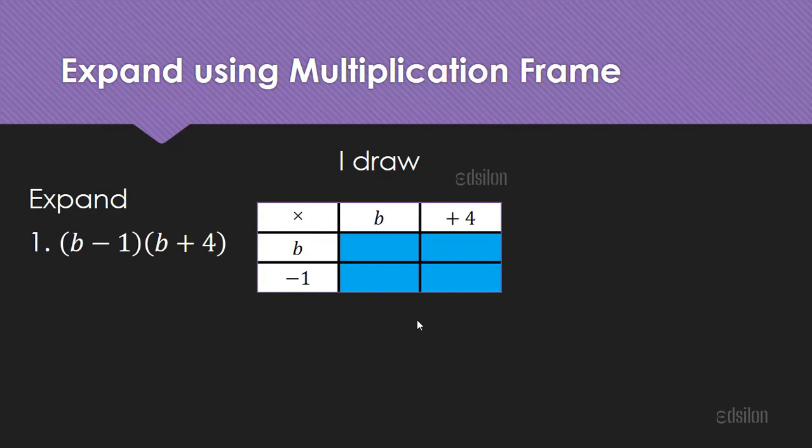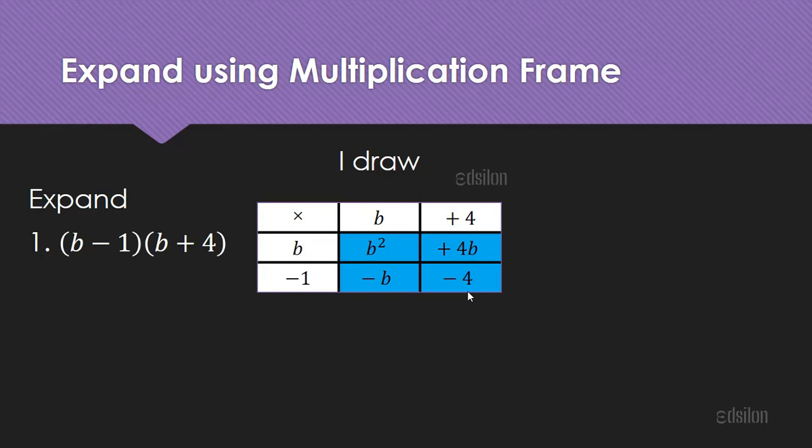Next, fill in the blue boxes. b times b will give me b squared. b times plus 4 will give plus 4b. Negative 1 times b will give negative b. Negative 1 times plus 4 will give negative 4.